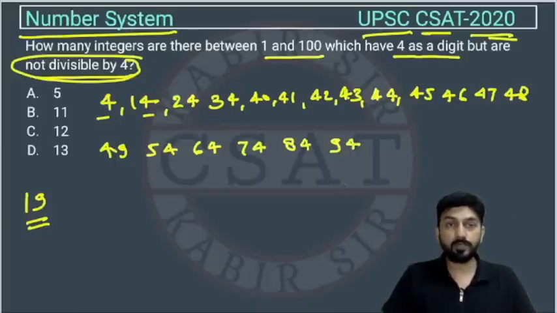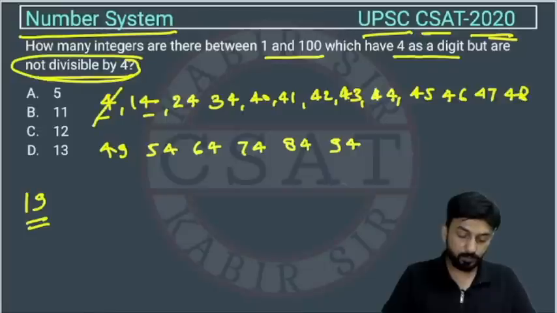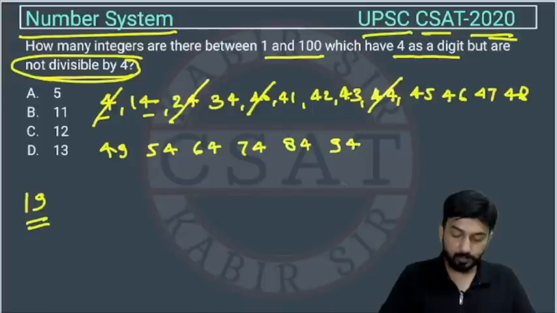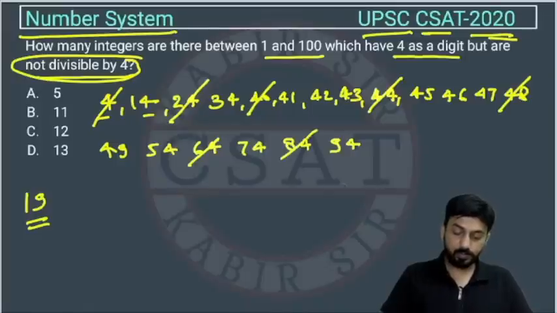4 से डिविजिबल कौन सा होगा? 4 will be divisible, 24 will be divisible, right? 40 will be divisible, okay, 44 will be divisible, then 48, right? Then 64 will be divisible, right? And then 84 will be divisible.